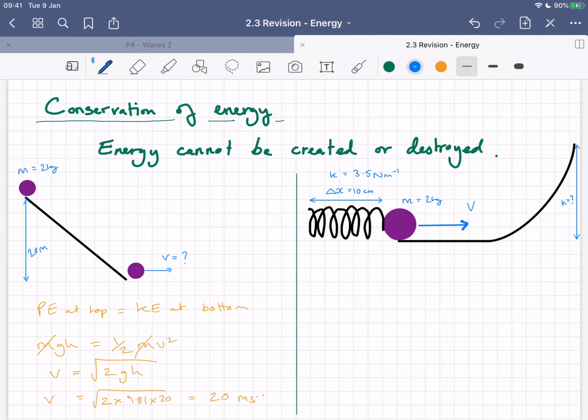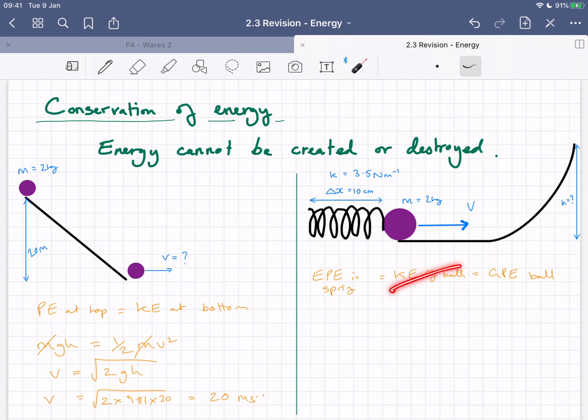Now then, this question, if we look at it, the elastic potential energy in the spring is going to be transferred into the kinetic energy of the ball, and then that's going to be transferred into gravitational potential energy of my ball. So in this case, because it's a perfect world and all these questions we work in perfect environments, I know that all this energy will be transferred into this energy and all this energy will be transferred into this energy.